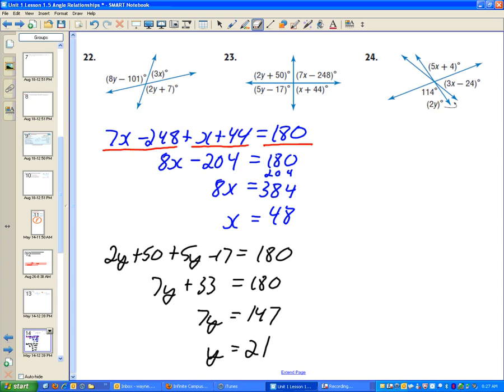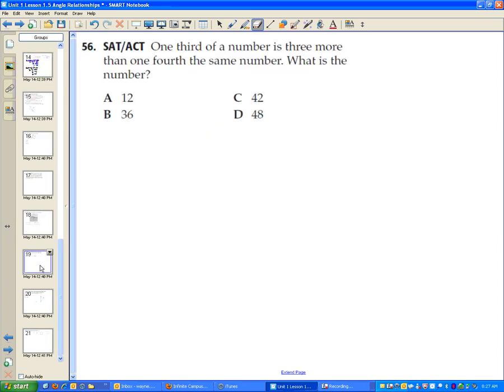Samantha? 56. One third of a number is 3 more than one fourth of the same number. What is the number? Let x equal the number. All right, we've got to have variable expressions for our unknowns. So x equals the number.